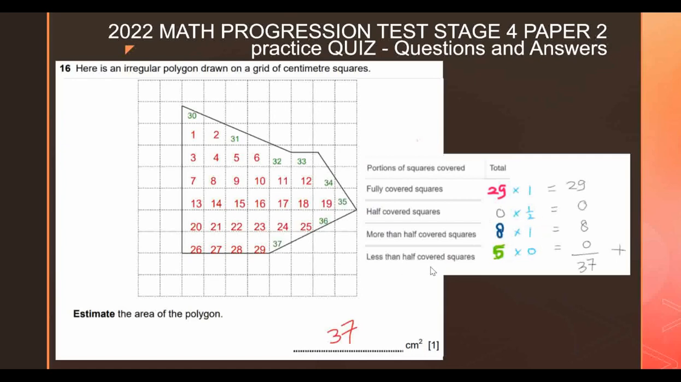Then the less than half covered squares, we see there are 1, 2, 3, 4, 5, and the value is 0 because they are less than half. So that is the rule. Full cover is 1, half cover is half, more than half is counted as 1, and less than half is counted as 0. So when we count, it's 29 times 1 is 29, 8 times 1 is 8, and we add up to 37.